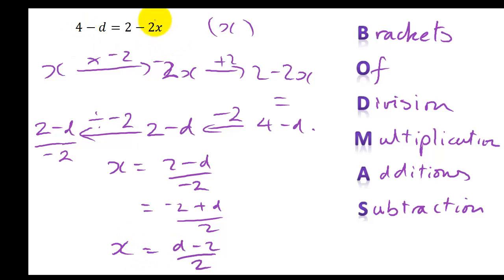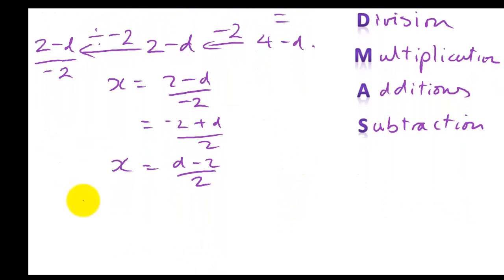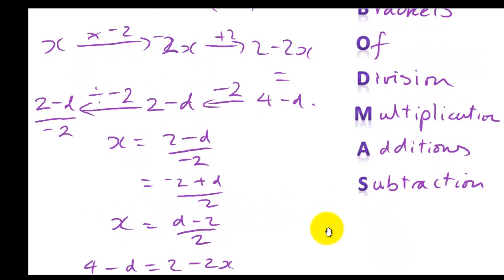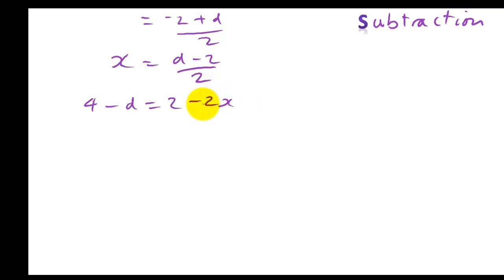Now what I'm going to do is rewrite that equation out again. 4 minus d equals 2 minus 2x. And use the BODMAS once again to rearrange. Remember, start from the reverse to undo. The last thing we do to the x, we go x times by minus 2, we add 2, so we're going to get rid of this 2 first, so we take 2 off both sides.